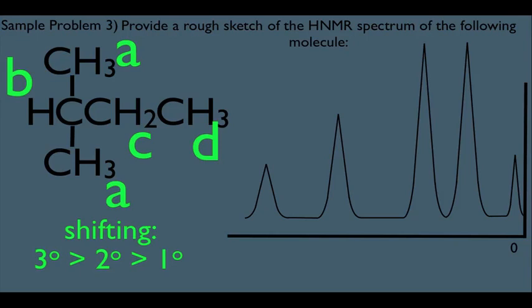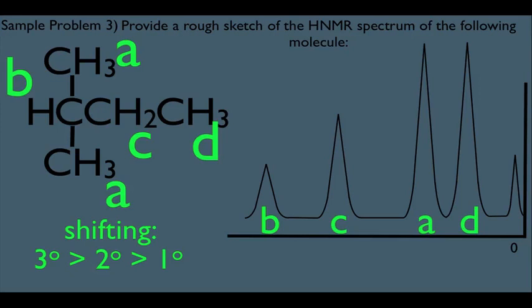Let's just apply what we just learned to this spectrum. Notice, if you look at your molecule, it's the B hydrogen that happens to be a tertiary hydrogen, so it would be the most shifted peak. Then notice the C hydrogens are secondary hydrogens, so they should be second most shifted. And notice the A and D hydrogens are both primary hydrogens, so these last 2 peaks over here should be A and D.